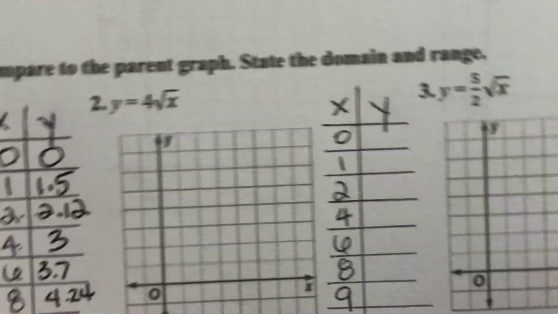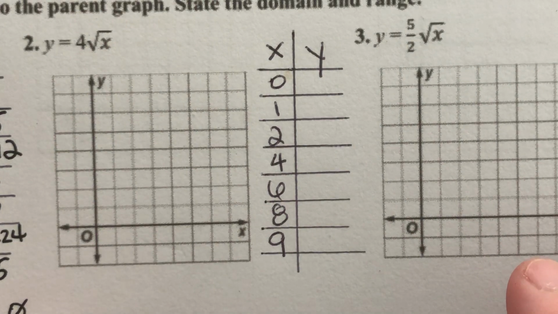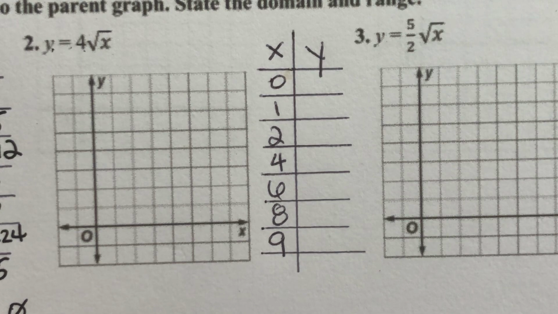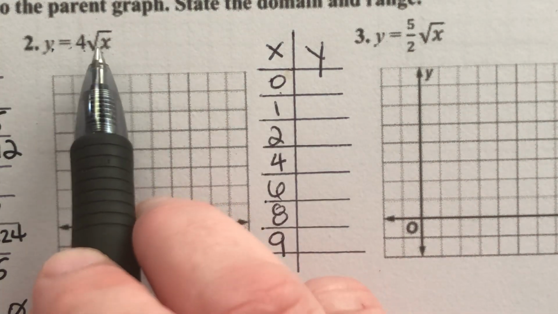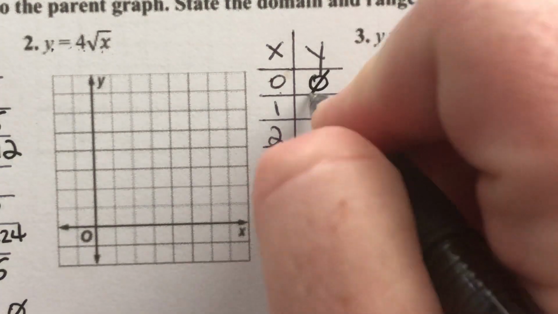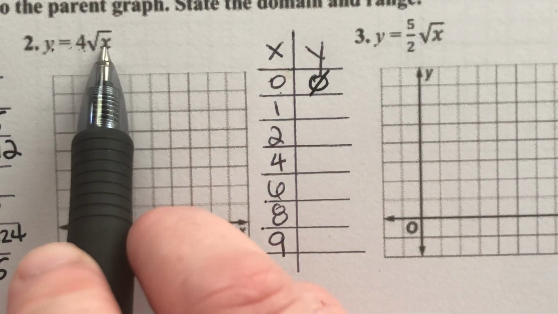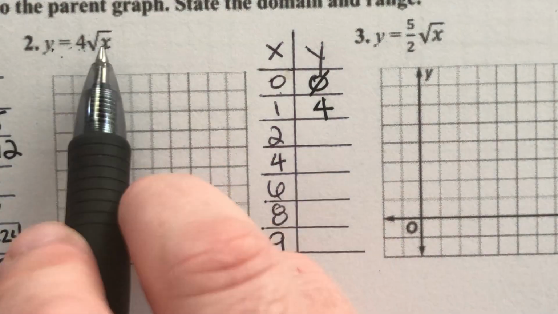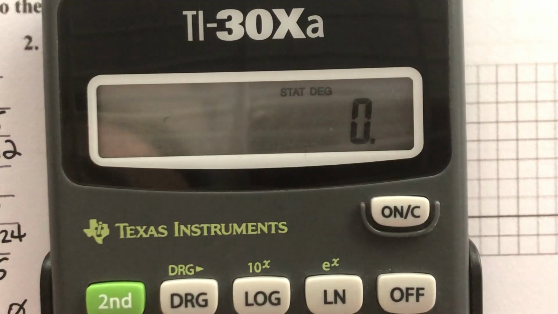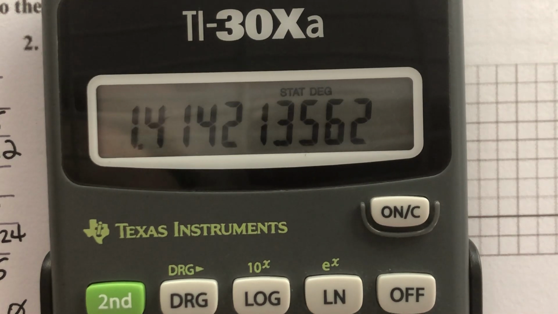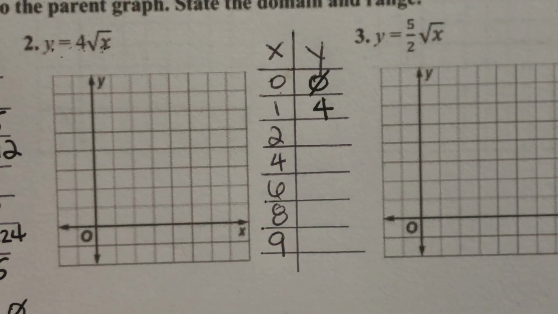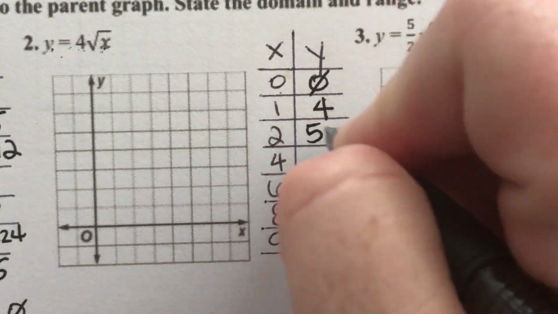Okay, next one. We're going to do the exact same thing 3 times. I'm trying to give you lots of examples to help you guys do your own assignment. All right, so now we have y equals 4 times the square root of x. So when x is 0, 0 times 4 is 0. When x is 1, the square root of 1 is 1 times 4 is 4. When x is 2, the square root of 2 is that long decimal times 4 equals about 5.66. We're going to say 5.7.